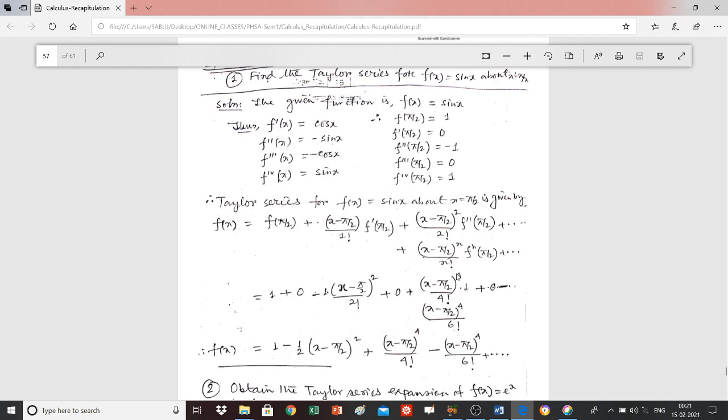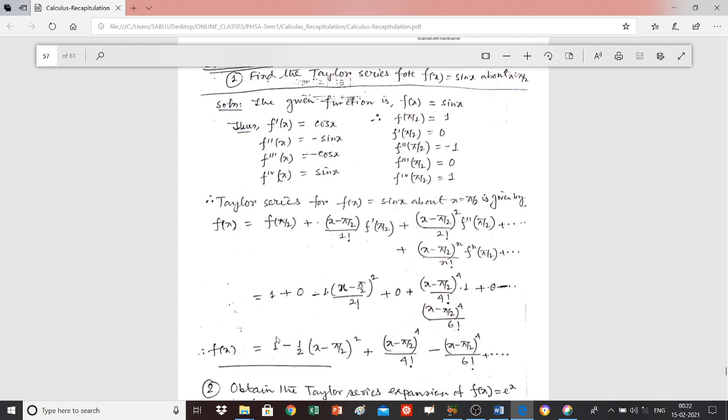Then the next term will be (x minus pi by 2) to the power 4 by 4 factorial into 1, and then the very next term will be 0, and in this way the general term will be (x minus pi by 2) to the power n by n factorial. Depending upon the value of n, if n is even, then it should be 1, and if n is odd, then it should be 0. So we can proceed after these, plus dot dot dot etc.